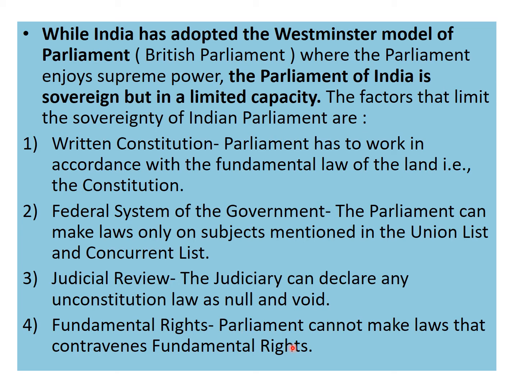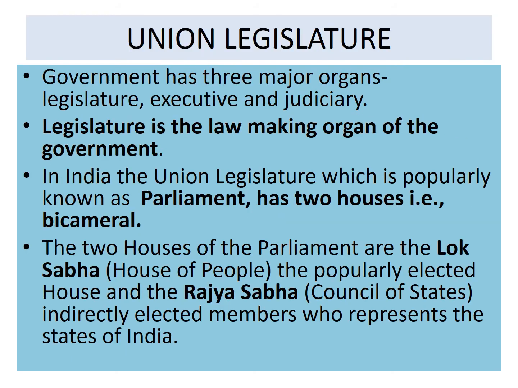So to begin with, we have to understand that we have taken the parliamentary form of government, taking inspiration from Britain. However, the Indian Parliament is not supreme. It is sovereign, but it is not supreme because of all these factors. Now, what does the term legislature mean? We know that the government has three major organs. Legislature, which makes law; executive, which executes or puts into practice those laws; and judiciary, which sees how those laws are functioning.